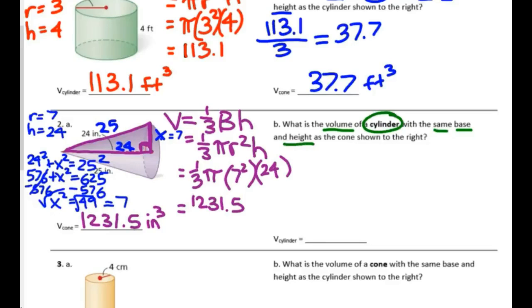Now I want you to notice this time you're going from cone to cylinder. So you're going from small to big. So are you going to multiply or divide? If you're getting bigger, you're going to multiply, right? Because there are 3 cones in a cylinder. So we're going to take that cone volume and multiply by 3.